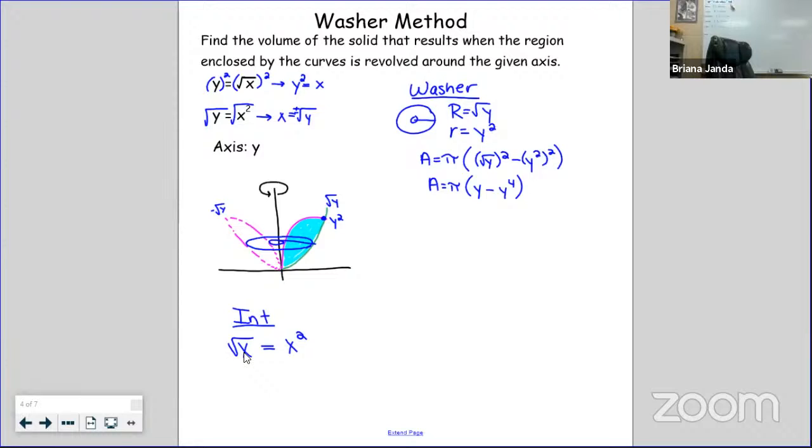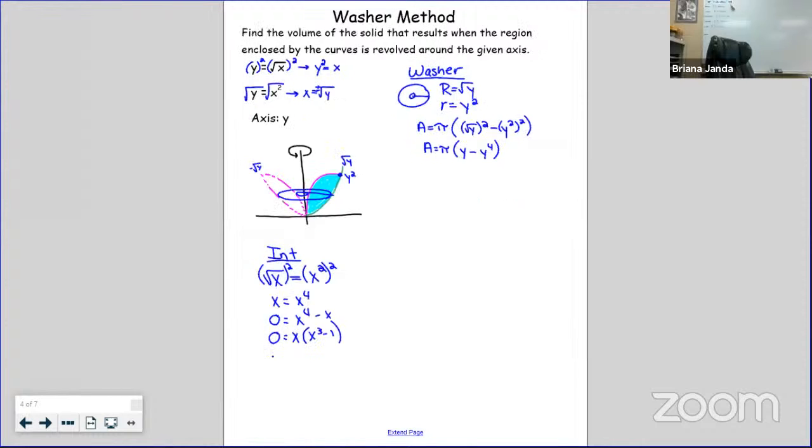So use your algebra skills to solve this. One of the things I'd probably do is square both sides here. Get everything onto the same side. And we find out that x equals 0, or x cubed minus 1 equals 0. So there would be our 2 points of intersection in terms of x. That's the x value here. If I plug that back into any function, x squared or square root, we get 1, 1.